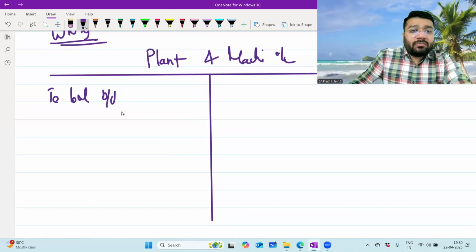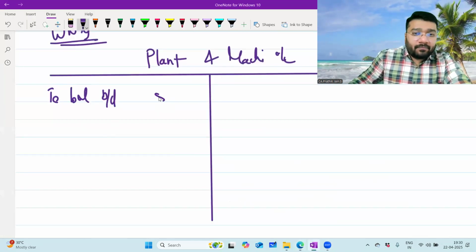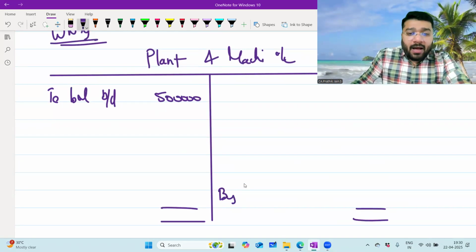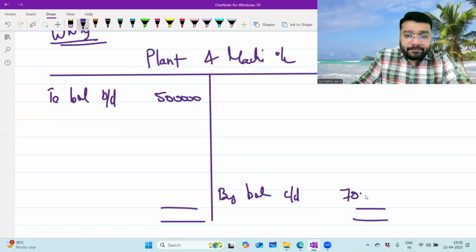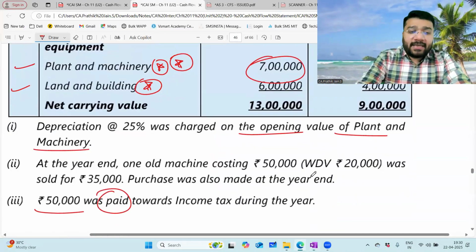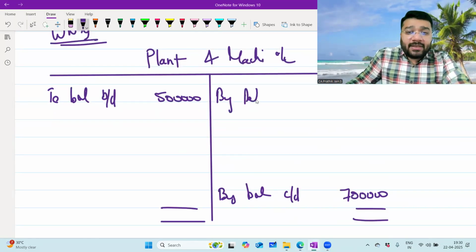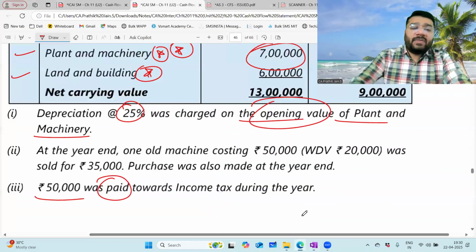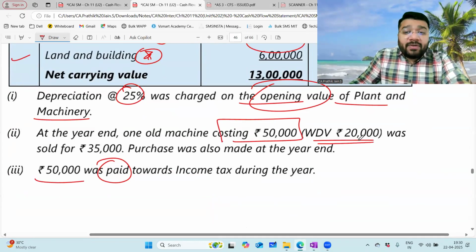To balance brought down, how much? Opening balance is 5 lakh. By balance carried down, how much? 7 lakh. Okay. Then the question further says that depreciation was 25% charged on the opening value. So by depreciation, 5 lakh into 25%, which is 1,25,000. Okay.